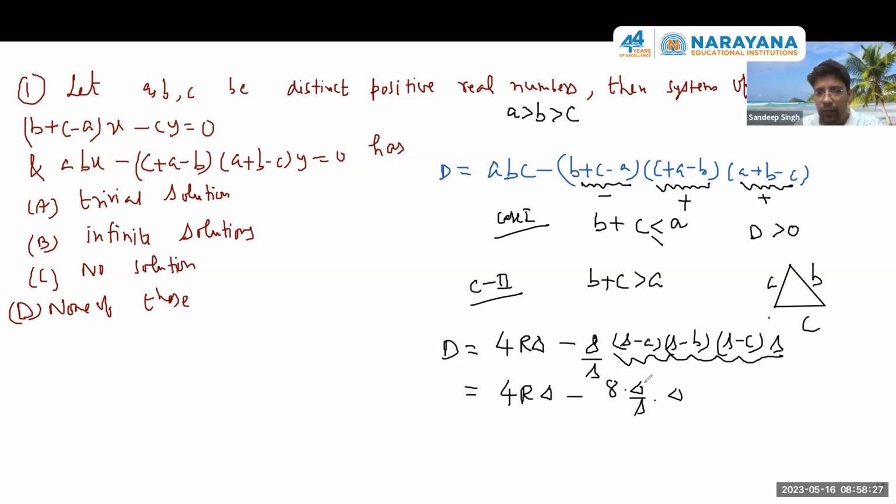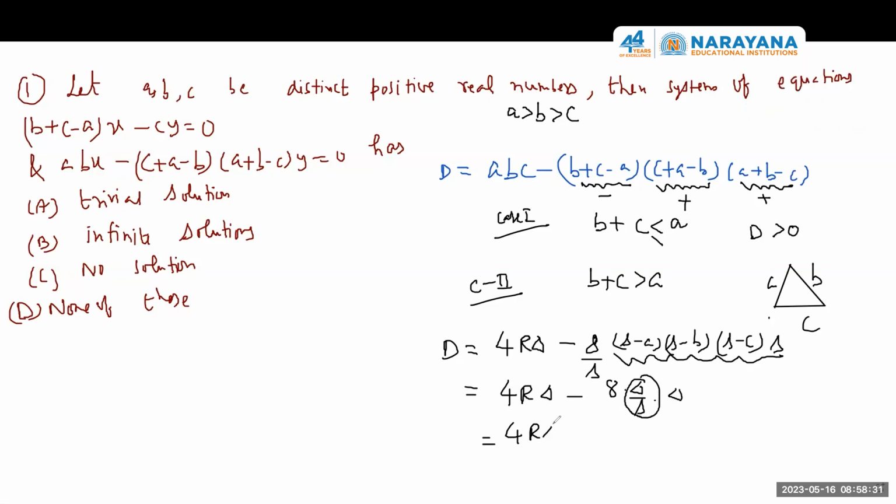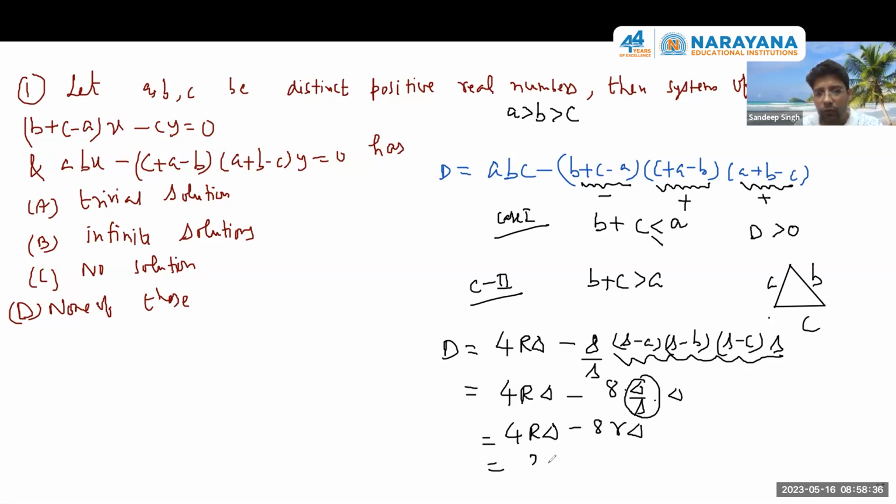Is it clear? And what is delta by s? Yes, sir, this is small r. So I can take 2 delta common, 4 delta common. So r minus 2r. And everybody knows that R is greater than or equal to 2r. Are you aware of it or not? So this will be strictly greater than or equal, but equality can only hold when the triangle is equilateral.